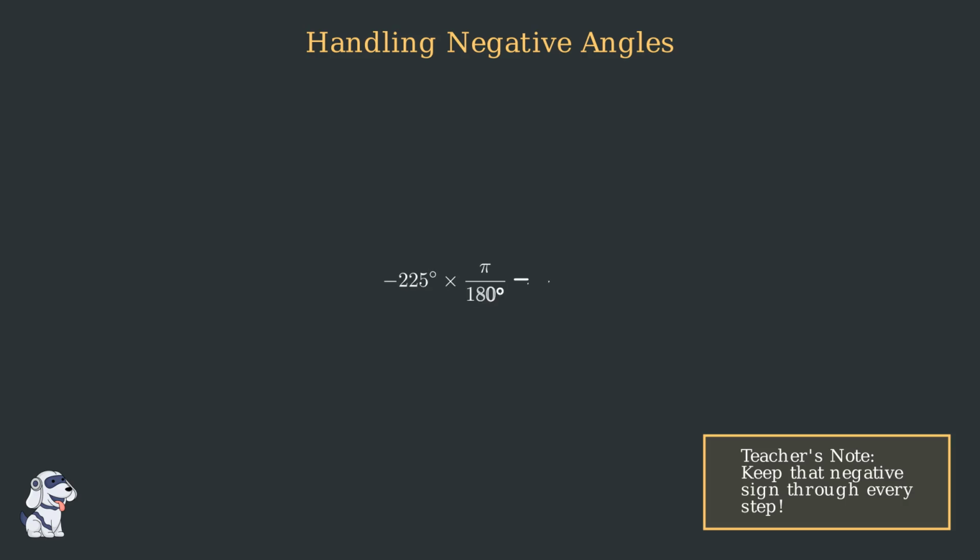Let's try minus 225 degrees. We keep the negative sign constant. Multiplying gives us minus 225 pi over 180. Simplifying the fraction by dividing by 45, we arrive at minus 5 pi over 4.